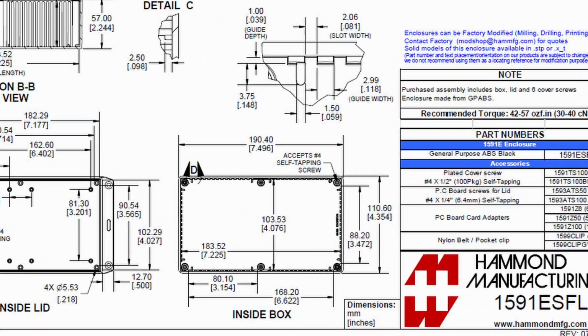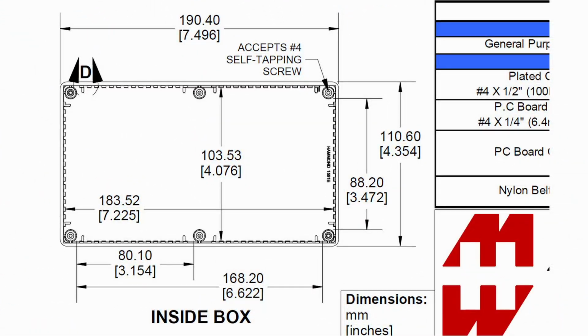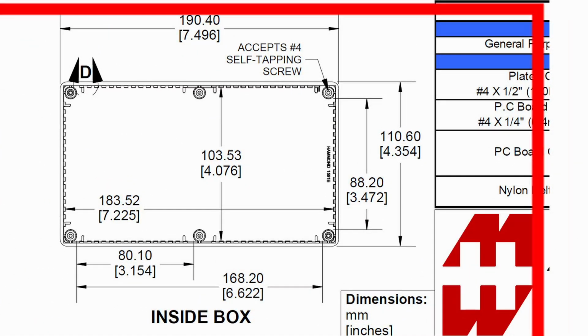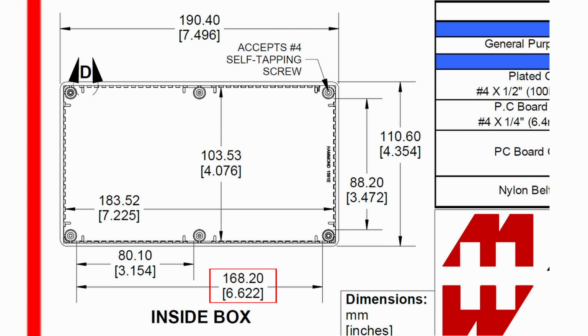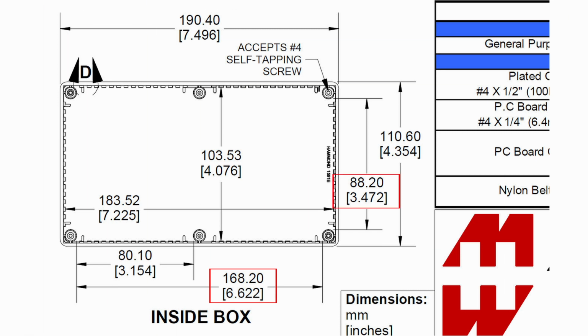According to the drawing for this enclosure, the inside dimensions that our board could fit in are 6.622 inches or 168.2 millimeters wide by 3.472 inches or 88.2 millimeters high.